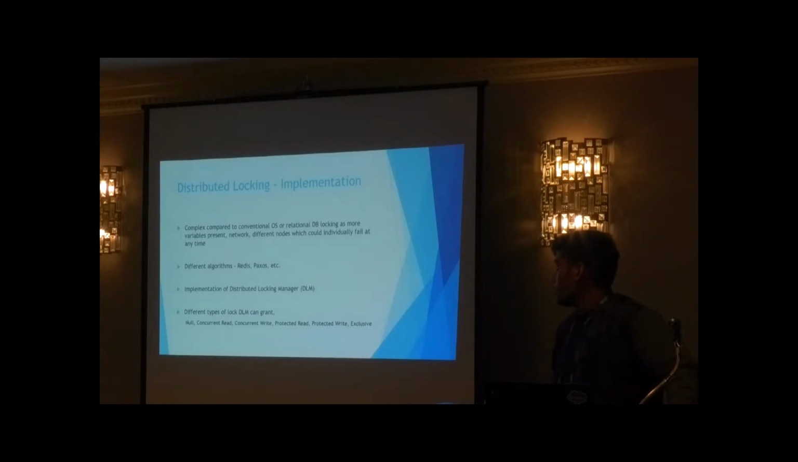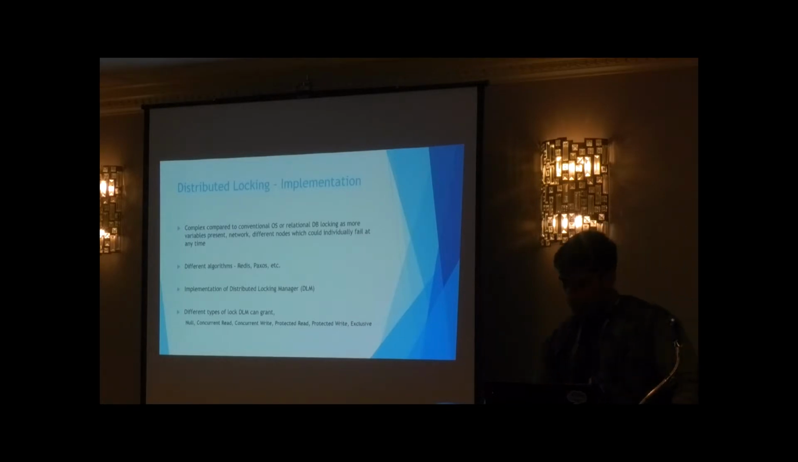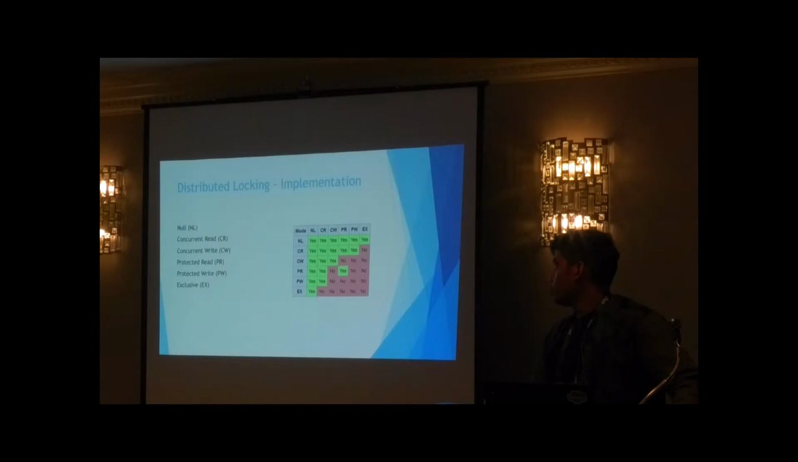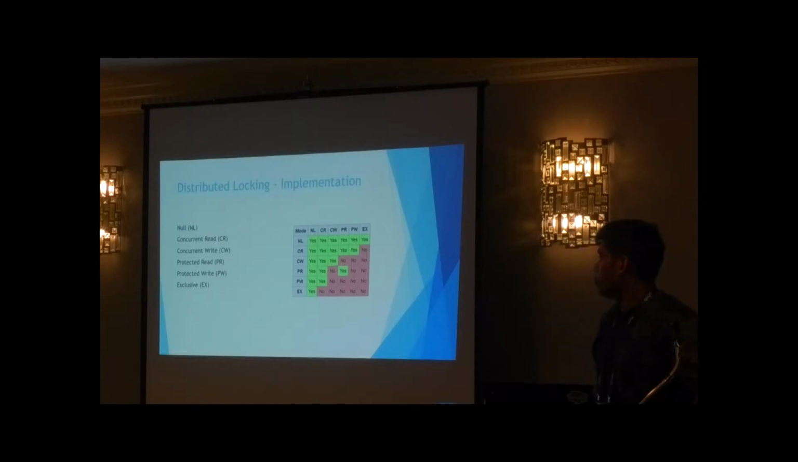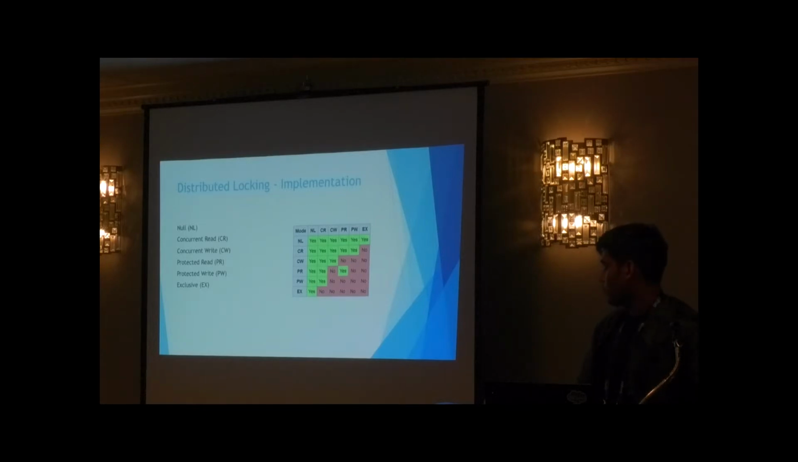For a distributed locking manager, there can be different modes as mentioned here: null, concurrent read, concurrent write, protected read. Here's a table which shows how these different modes work with each other. As can be seen here, protected read or write won't work with concurrent read or write. It would work with concurrent read because there's only reading happening. So with this table we can see how different modes work.